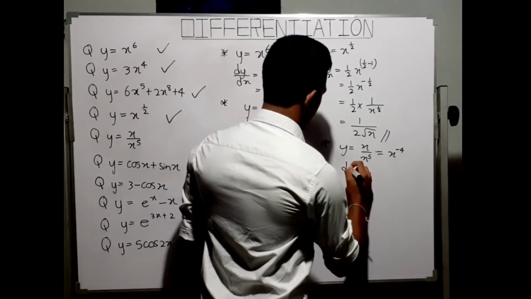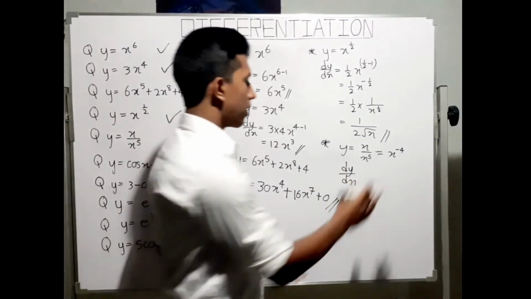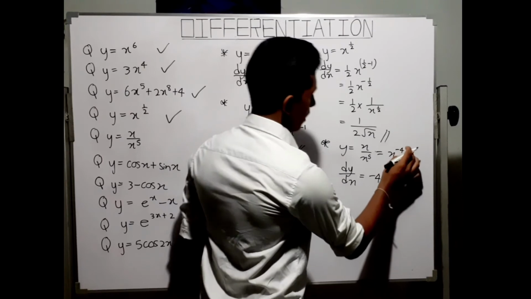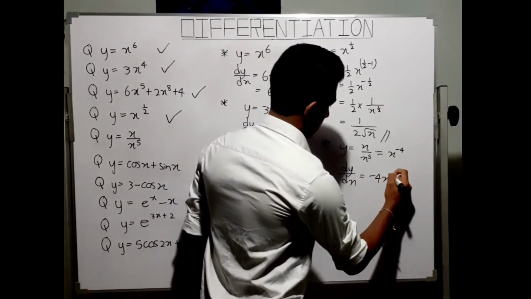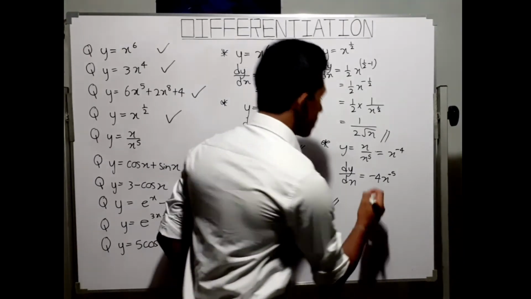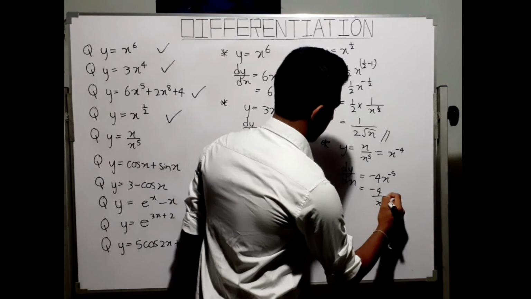Now when you differentiate that, its power comes to the front as minus 4 x, and here the power is subtracted. So it's going to be minus 4 minus 1, which is minus 5. So you can write this as minus 4 divided by x to the power 5.